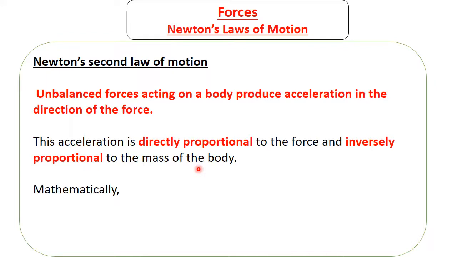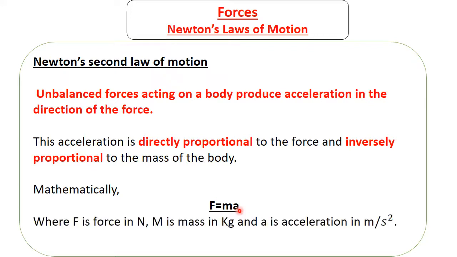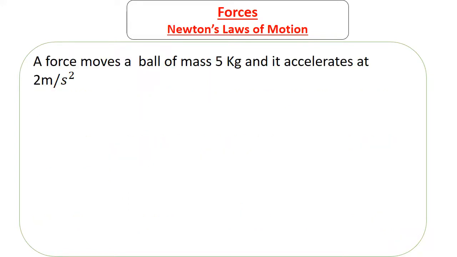Mathematically, this can be written as force is equal to ma. F is force, m is mass, a is acceleration. F is force in newtons, m is mass in kgs, not grams but kgs. Always keep that in mind. And a is acceleration, which, of course, is in meters per second squared. So this is the formula that you use to calculate the amount of force, given that you know the mass of the body and its acceleration.